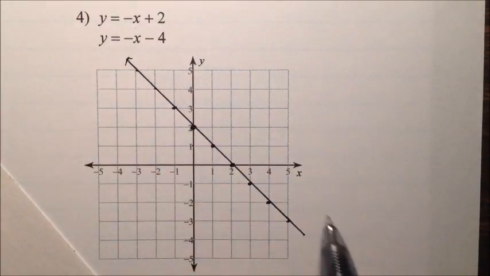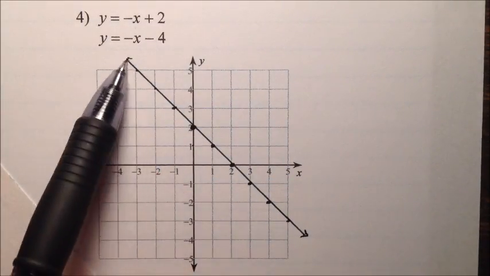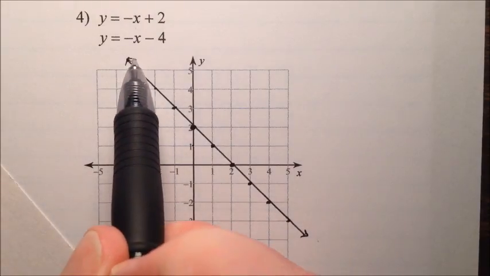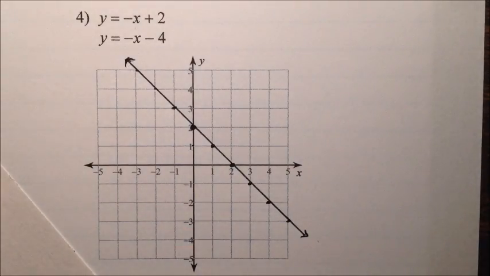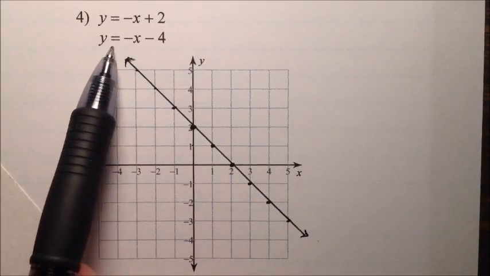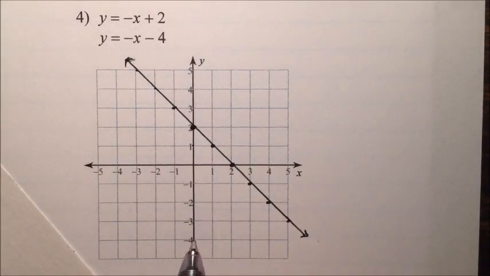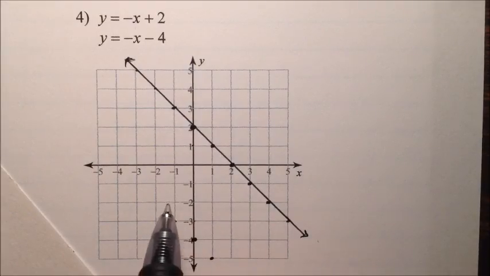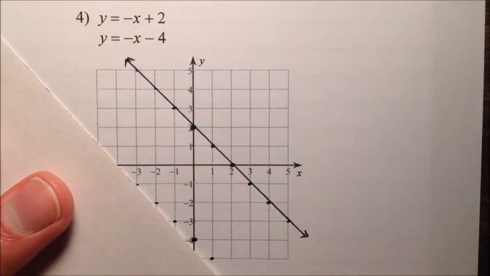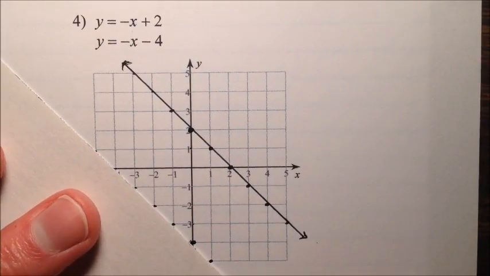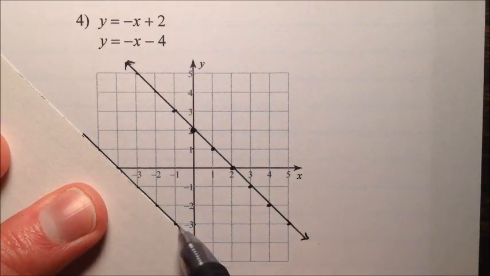Take my straight edge and draw my line. And again, when I draw my lines, I'm going past the edges of the graph and I'm putting arrows on the ends, indicating that it goes forever in that direction. So my other one is negative x minus 4, so I know that I'll be down here at negative 4. Same slope, so down 1 over 1, or up 1, back 1.